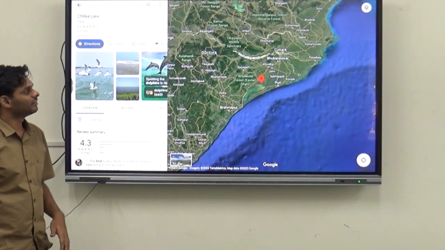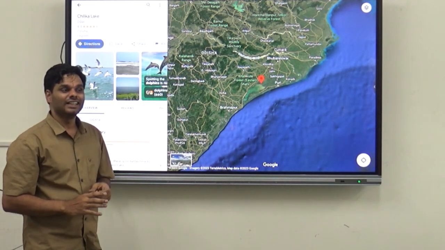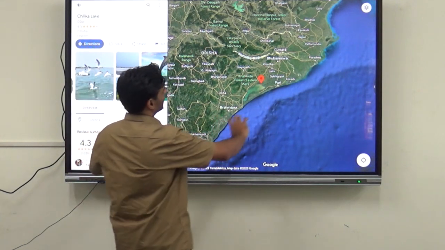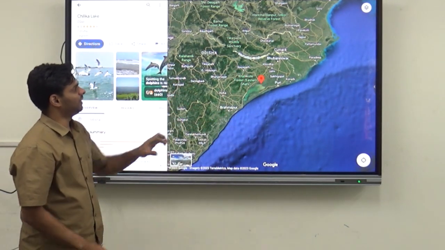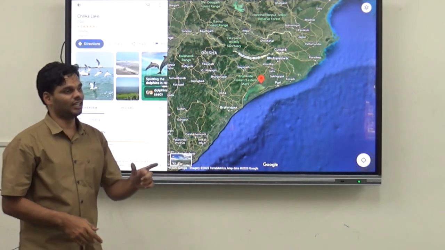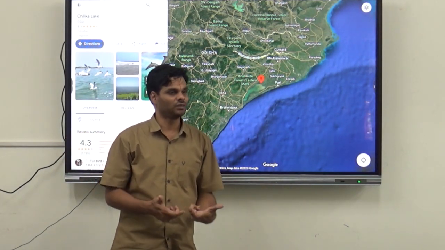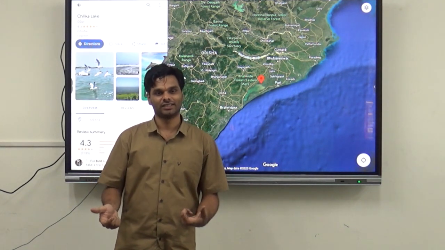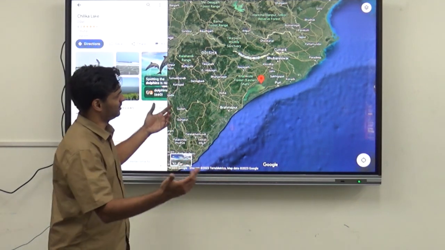Where is it? Odisha. Which coast is it in? West or east? Eastern coast of India. Good. Okay. Can you see the places near it? Which are the two most famous places here? Puri. Why is Puri famous? Jagannath temple. Very important cultural place for Hindus. Correct? The Jagannath Puri. Do you know what the story of Jagannath is? You don't know. Okay, you can go and read once. It's a very interesting story.